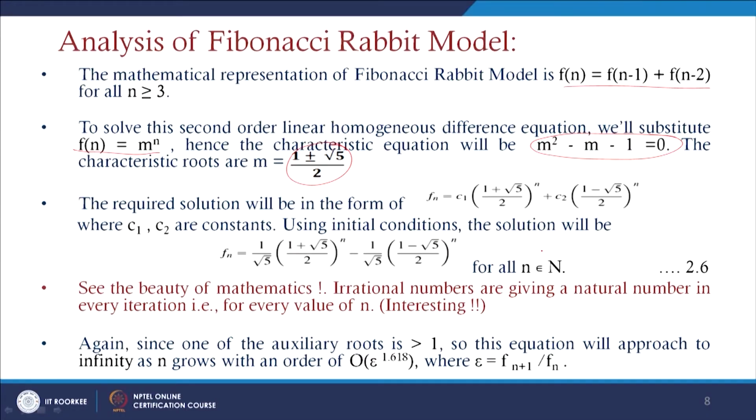Again, since one of these auxiliary roots is greater than 1, this sequence will approach infinity as n grows, with order of epsilon to the power 1.618, which is nothing but the (1 plus root 5) by 2 value, especially called the golden ratio, where epsilon is defined as f_(n+1) by f_n. Then we will go for a linear cell division model.